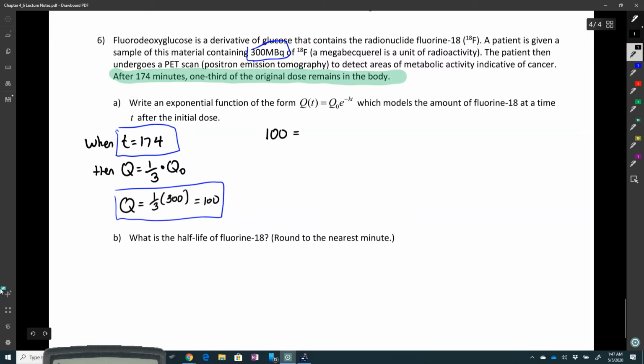So 100 is equal to 300 e to the negative k times 174. Okay, my first step is to divide by 300. So 1/3 equals e to the negative 174k. And now hopefully you've had enough experience with this to kind of know what to do. We just natural log both sides.